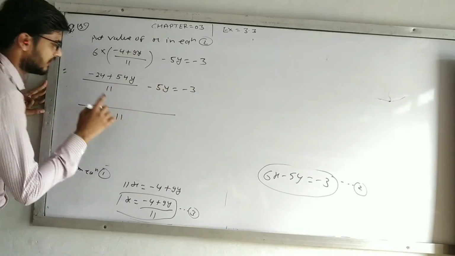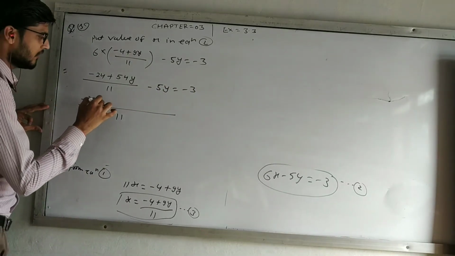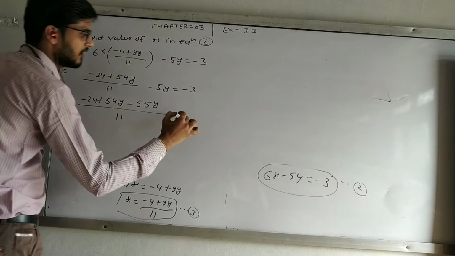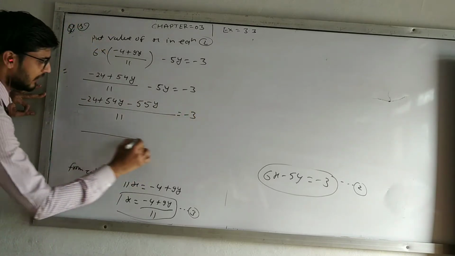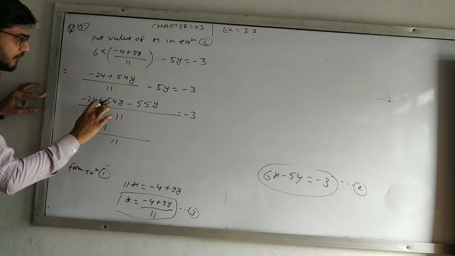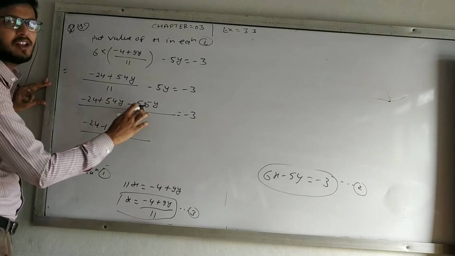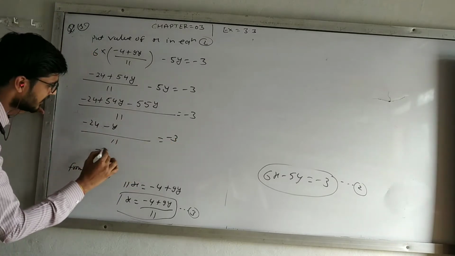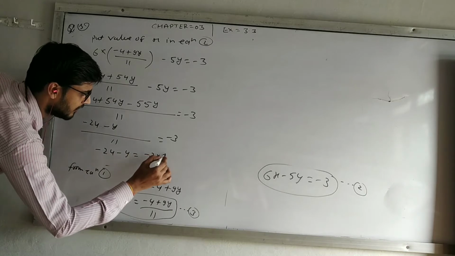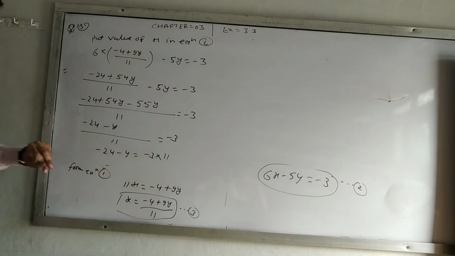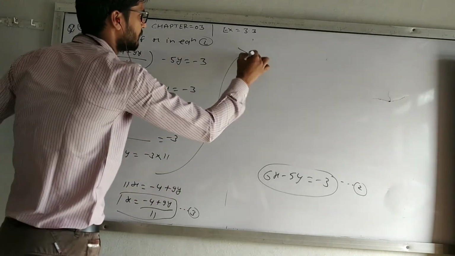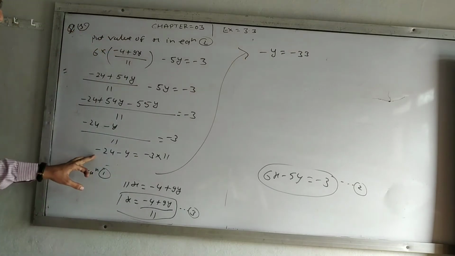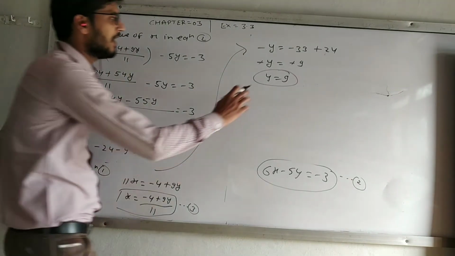Now we take the LCM. So the LCM is 11. So -24 plus 54y minus 11 times 5y, which is 55y, equals -3. So 11 into -24 plus 54y minus 55y, we get negative y equals -3. So -24 minus y equals -3 into 11. So minus y equals -3 times 11, which is -33, and this is negative, we remove it.